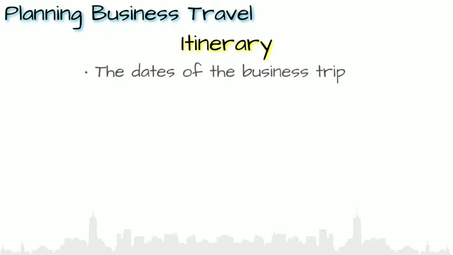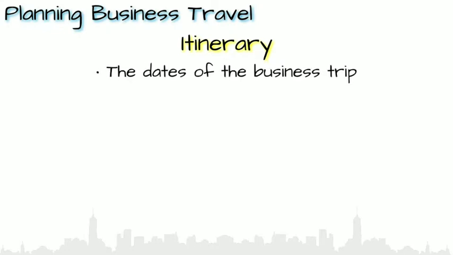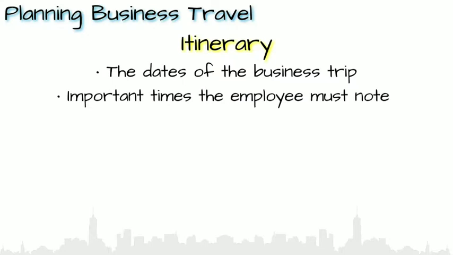The first one is the dates of the business trip. The second one is important times the employee must note. Times are always presented using the 24-hour clock, for example, the departure times and also the meeting times. The next one is references for travel, for example, the flight numbers, the train numbers, and also the name and address of the car hire company.